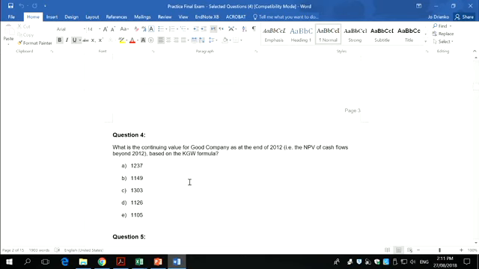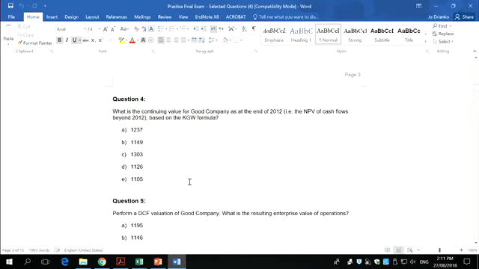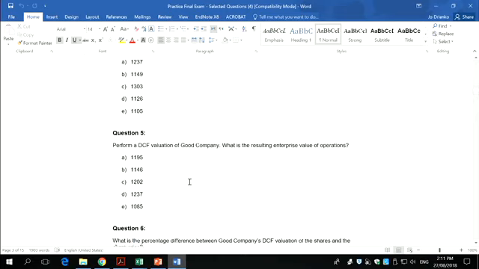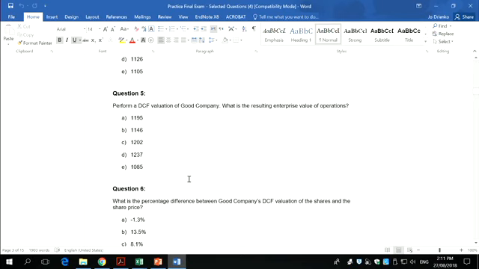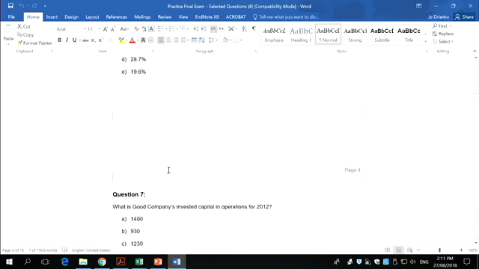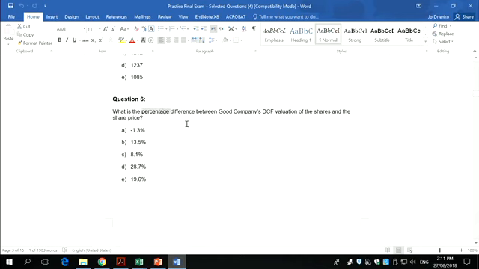You need to know the continuing value formula, right, that I talked about last week. Once you have the continuing value formula and all the free cash flows, you can calculate the discounted cash flow value for your company. All right, you can calculate the percentage change. This is a free question. You know, basically just calculate the percentage change.